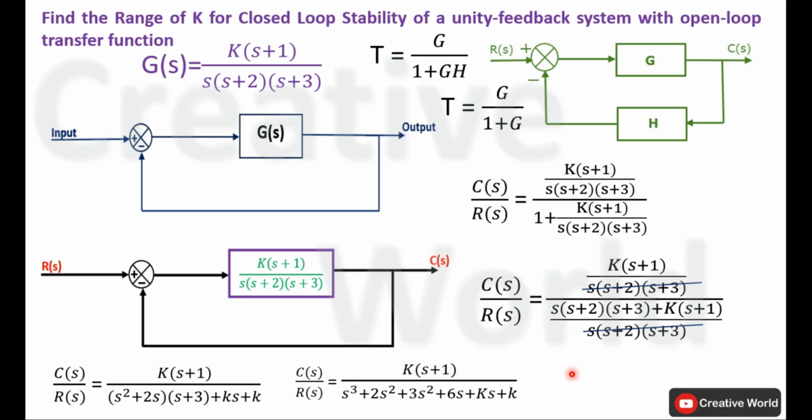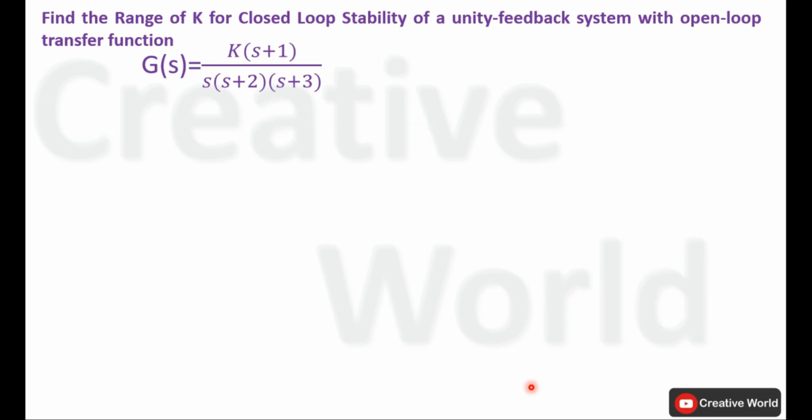Up to this point we have calculated the transfer function of this system. It includes the variable k and we are interested in calculating its value so that the system is stable. We will use the Routh Hurwitz criteria to calculate the range of k for the stability of this closed loop system.